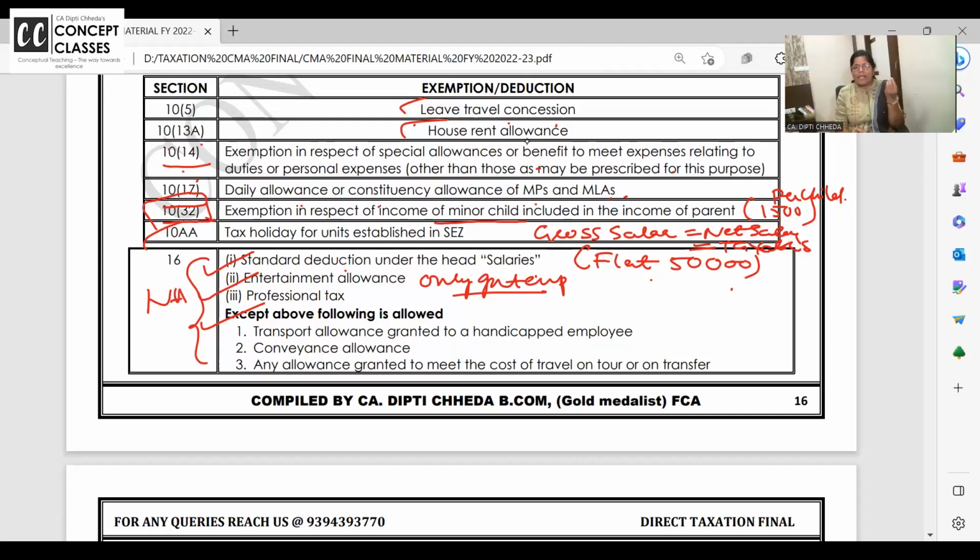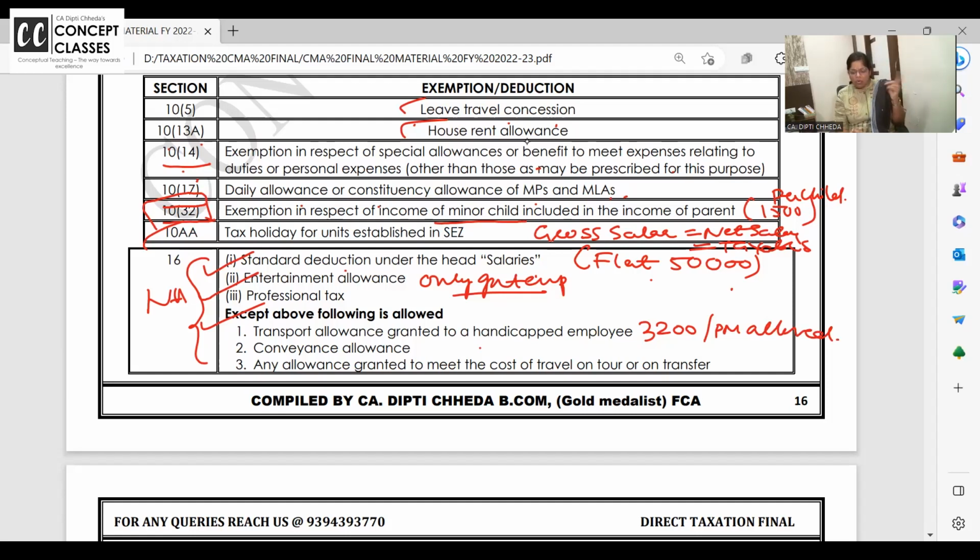Exceptions, a few will be allowed. Transport allowance: if an employee is handicapped and gets transport allowance, up to 3,200 per month is allowed. Transport allowance is exempted, even in the new tax regime, 3,200 per month for a handicapped employee. I could print all this in the material, but I want it to be imprinted in the mind. That's why I am making you write this.